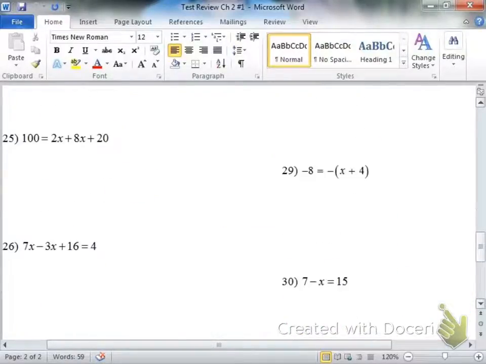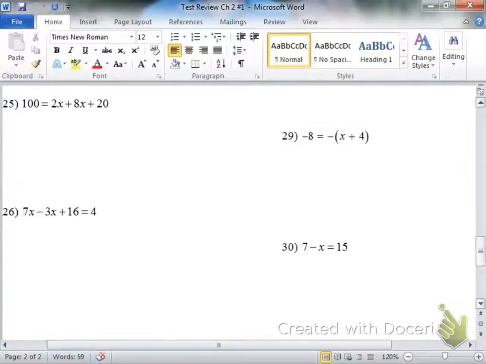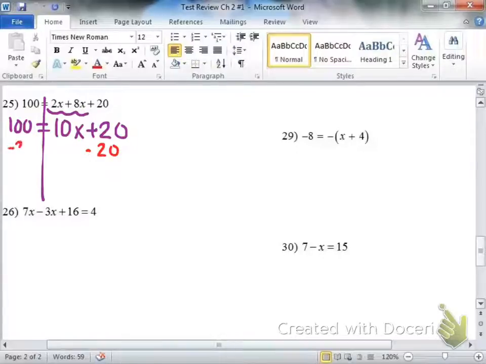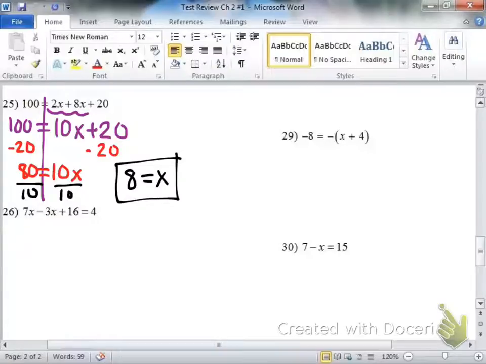All right, let's see if we can get the rest of these on here in one shot. Probably not. Okay, we'll have to do these first. So number 25, the x's are on the same side of the equal sign. So we can go ahead and combine them. x plus 8x is 9x. Hmm, 10x. So I have 100 equals 10x plus 20. We undo adding and subtracting before we undo multiplying or dividing, so I need to subtract the 20. That's going to give me 80 equals 10x. And then we can divide both sides by 10. And you get 8 equals x, or x equals 8. Any questions?